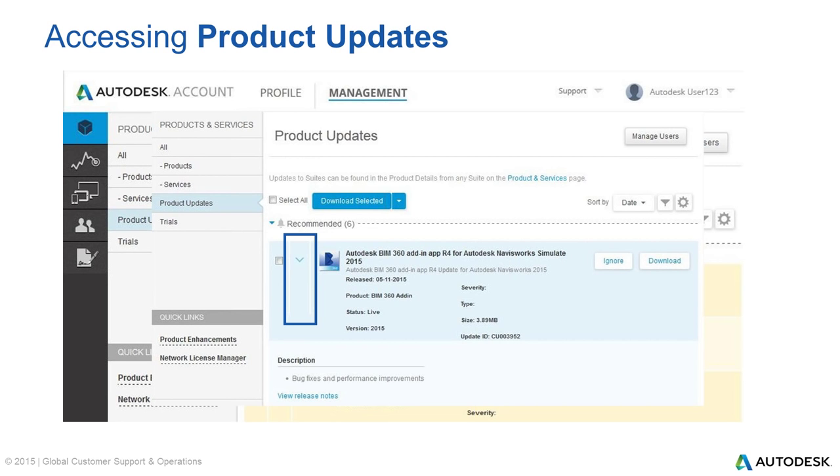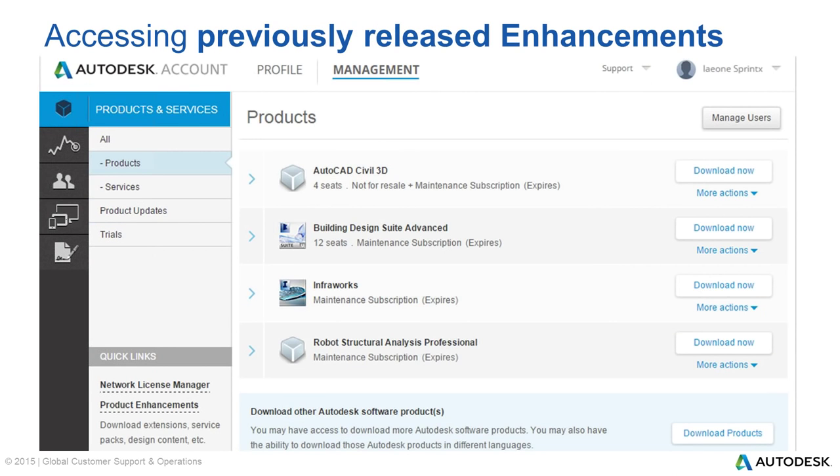So that was our Products and Services page. Now let's take a look at the product updates. Admins and users who have permission can come here to access any product updates, enhancements, and extensions available for your 2016 products and any new releases that may come out. So when I select a product update, I'm going to click on one of those handy drawers. It expands, and you can ignore it or choose to download that update.